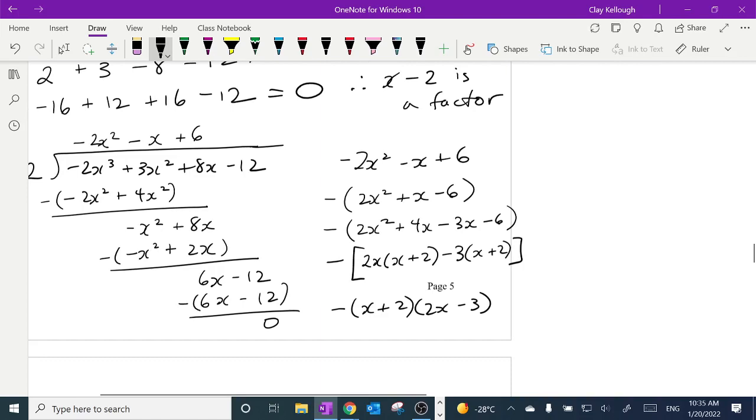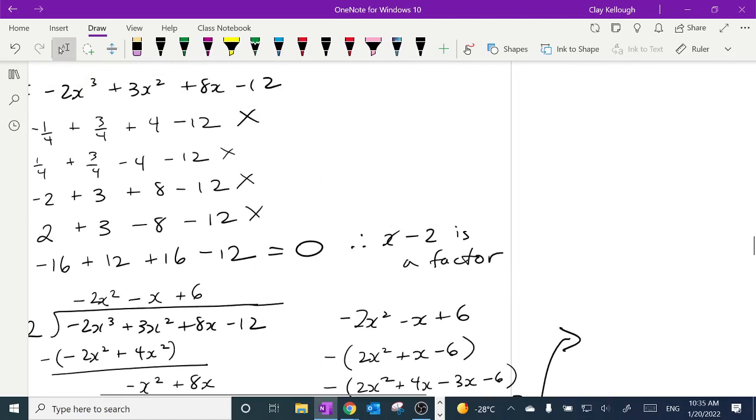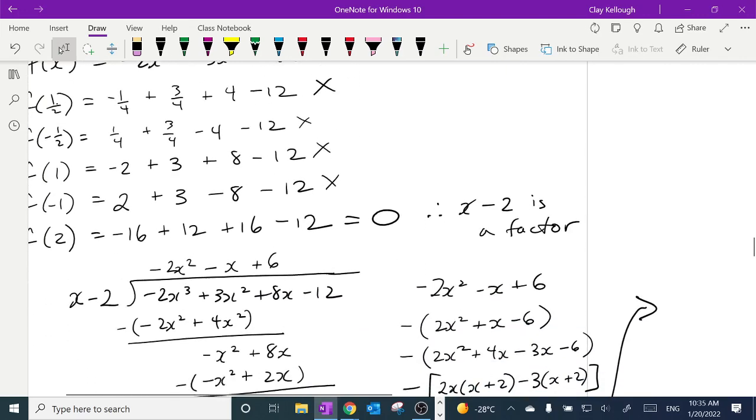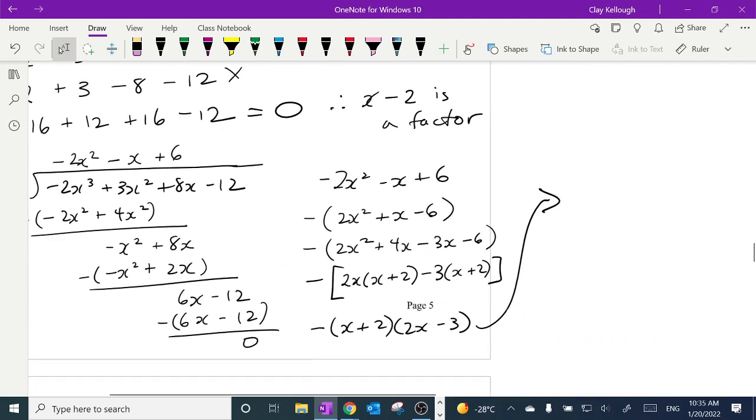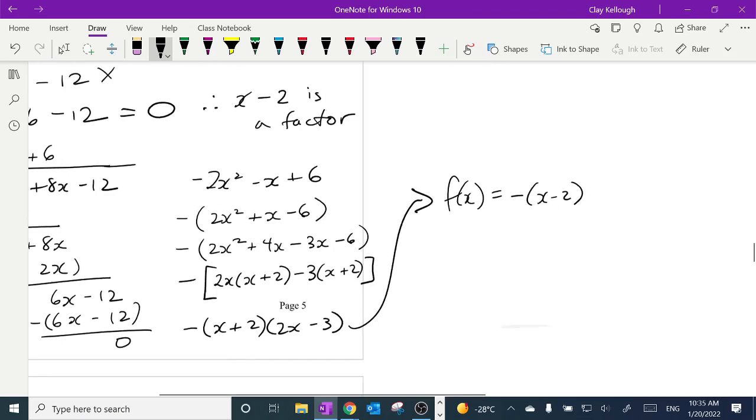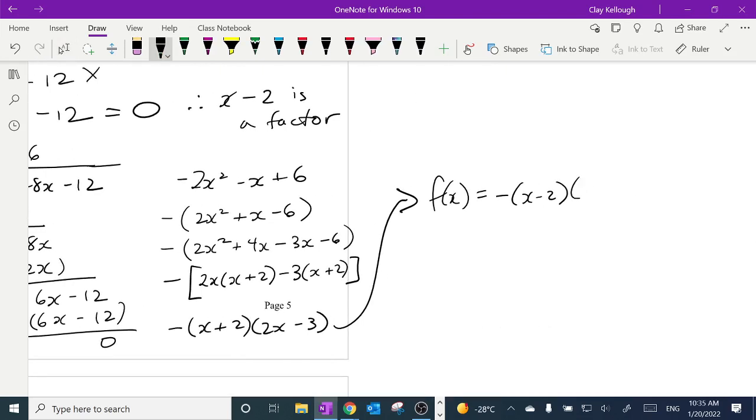So therefore, I've kind of run out of room. Therefore, fully factored, what was this thing again? Was it f or q? It was f. Fully factored, f of x is, there's a negative up front. There's the first factor I found, x minus 2. And then there's the two factors I just found by factoring the remaining quadratic. And there we go. That's the factored form.